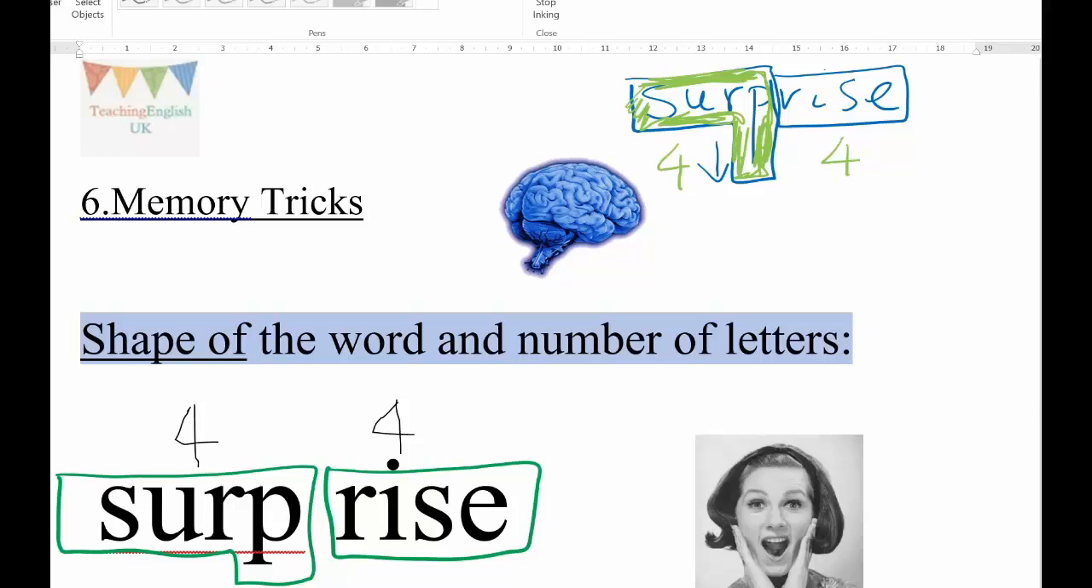Another memory trick we could use with this word, in addition to the shape of the word and the number of letters, is again a picture. We've got maybe a sun rising. There we go. So all of these memory tricks can be used in addition to the strategies we've talked about in our other videos. Let's have a look at another word and see whether the memory tricks can help us with it. Let's have a look at the word umbrella.